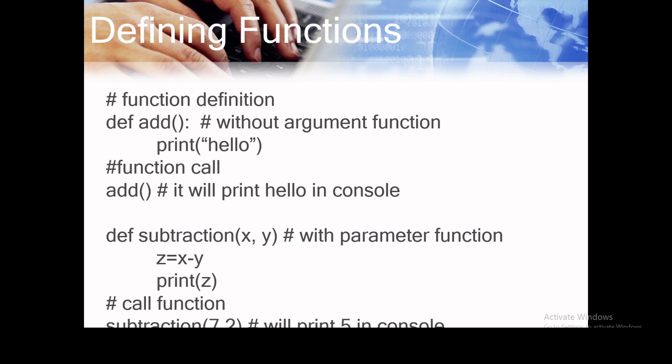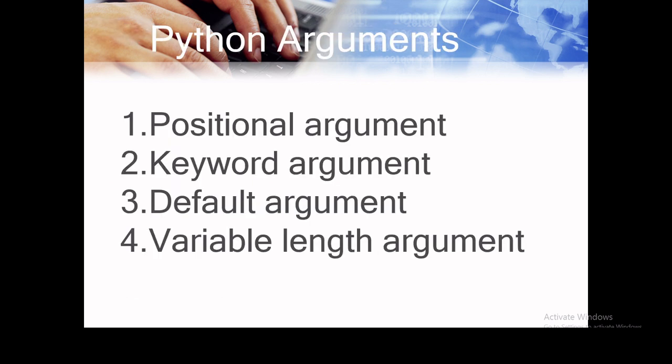Now, actually there are 4 types of arguments in Python functions. Number 1, positional argument; number 2, keyword argument; number 3, default argument; and number 4, variable length argument. One by one I am showing all with examples.